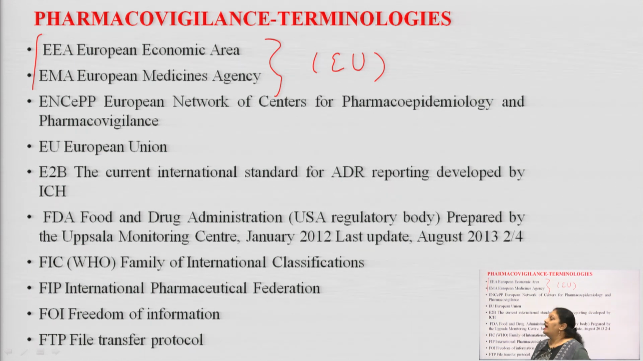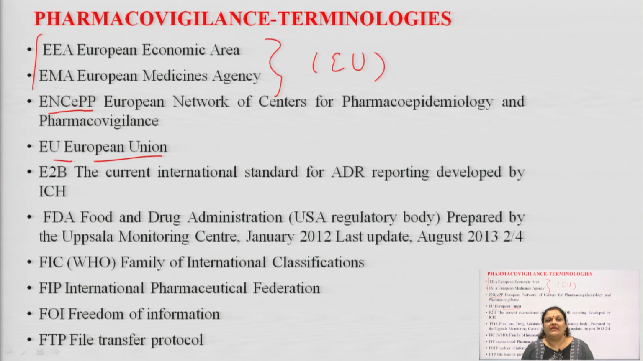Next is the ENC in capital, E in small, then again PP, ENCEPP. It means European Network of Centers for Pharmacoepidemiology and Pharmacovigilance based studies. Okay. EU, again we have European Union.